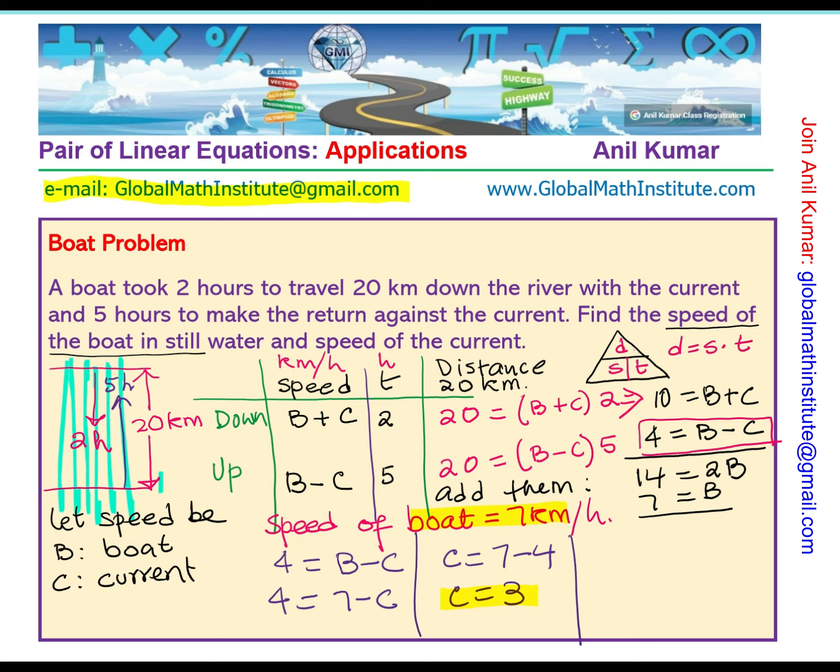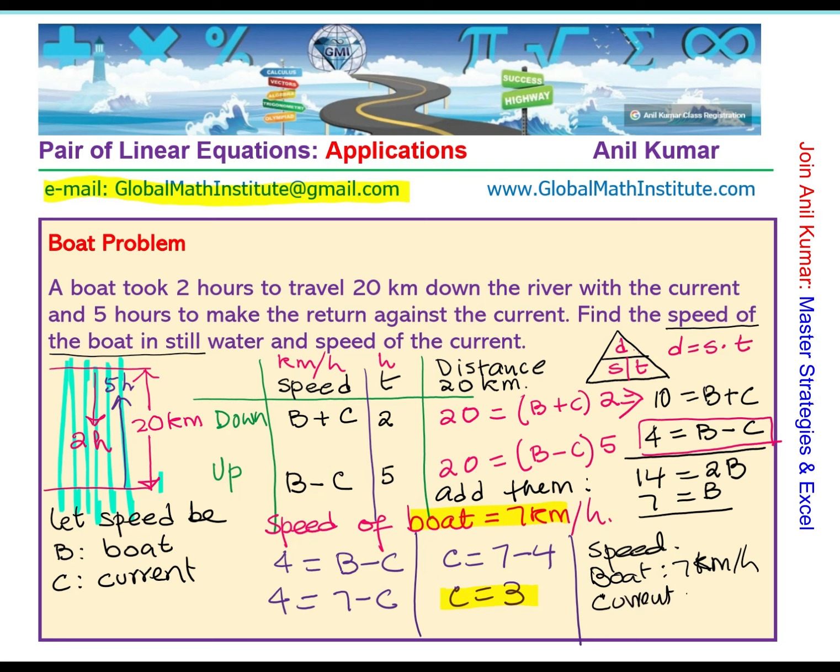So we can write down our answer as: speed of boat is 7 kilometers per hour and that of the current is 3 kilometers per hour. Makes sense, right? That is how easily you can solve questions related to boats.